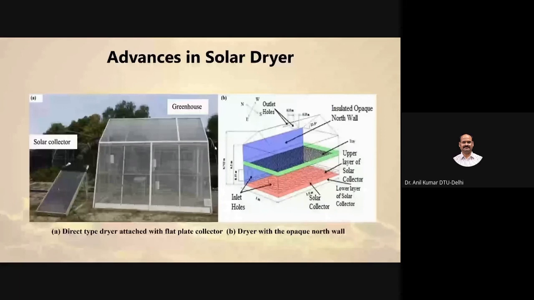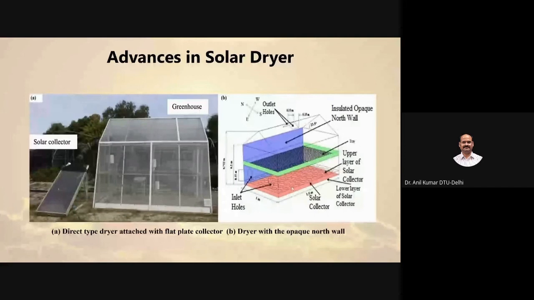So I would now like to come to my work. This is the dryer with an opaque north wall. As I was saying, we have applied for a patent and it is about to be granted. The specialty is that we have designed this special kind of collector, made of locally available polythene sheet, and we have maintained some gap over there.